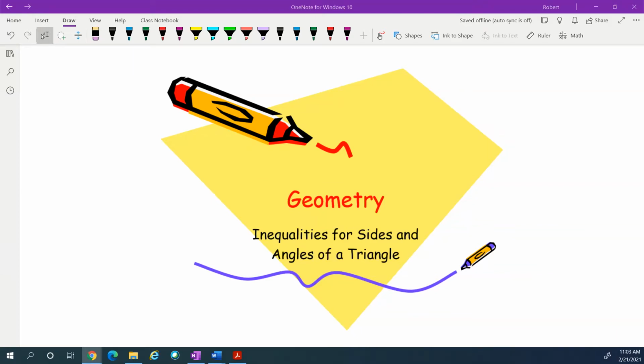Okay, so this next small unit deals with inequalities that exist in triangles. And the first section here is the inequalities for the sides and the angles of a triangle. We're comparing the angles of a triangle, we're comparing the sides of a triangle. So if we think of something like a scalene triangle, all the angles are different, all the sides are different, and we're just making comparisons. This one's bigger, this one's smaller. So let's take a look at it.